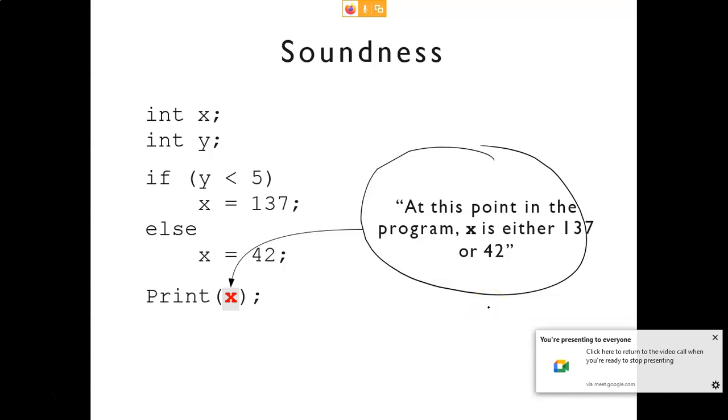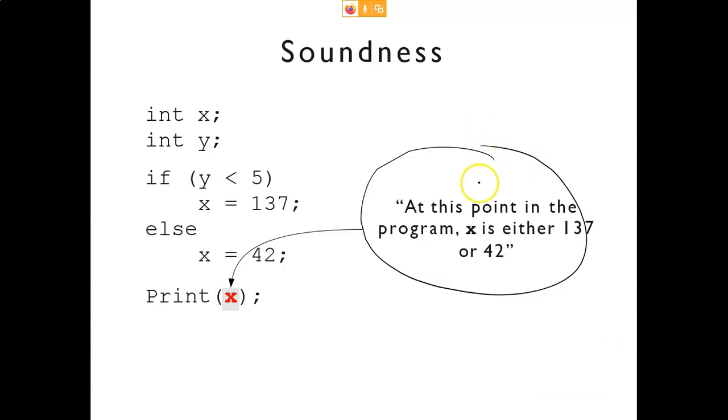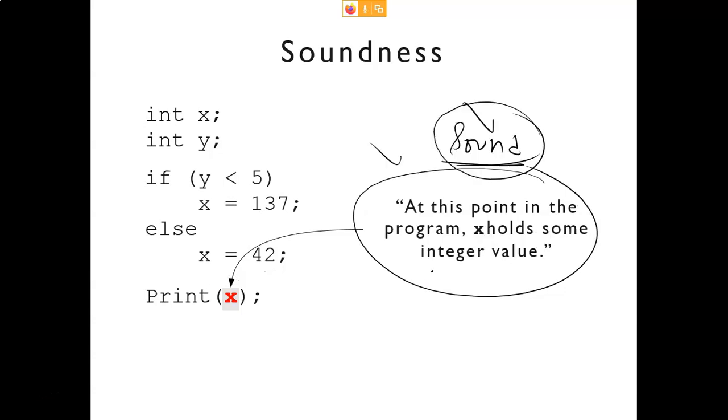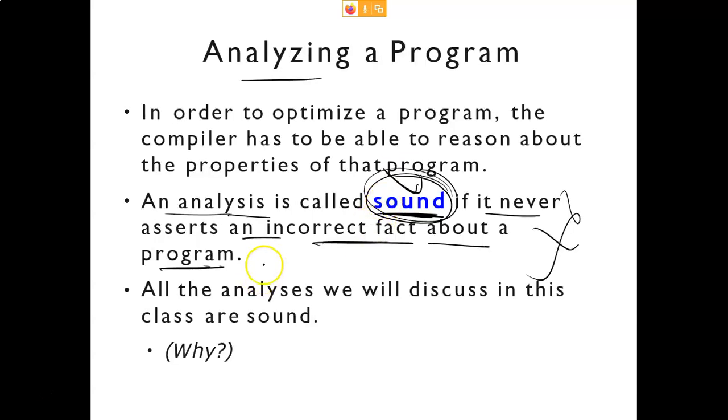Yes, this is also sound analysis. This is also precise analysis actually. This is very sound and very precise, you can see. Because here x can either have 137 or it can have 42, and our claim is that at this point in the program x is either 137 or 42. So this claim is also true. This claim is better than the previous claim, but remember the previous claim was also sound and also true.